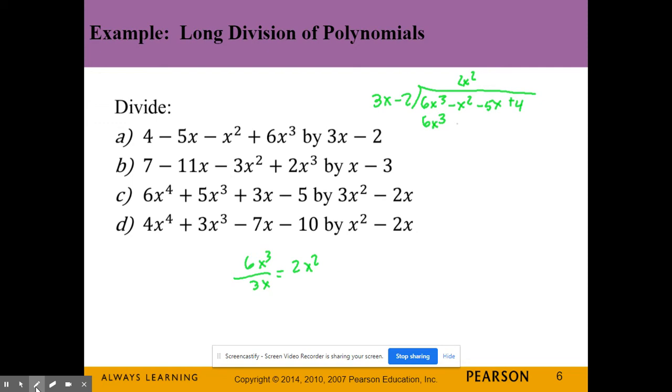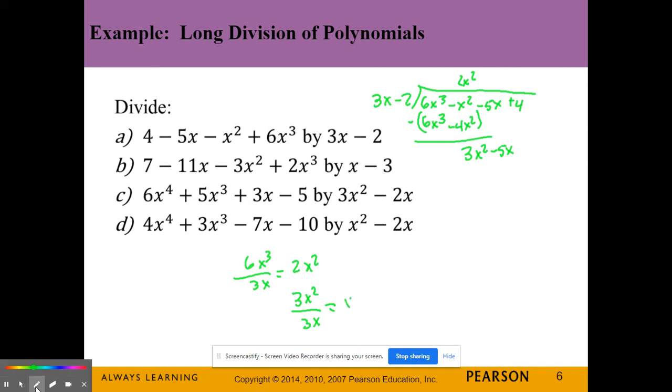Then 2x squared times negative 2 is going to be negative 4x squared. Now when you subtract, that's 0. Negative x squared plus 4x squared is going to be 3x squared. And you're going to bring down the negative 5x. 3x goes into 3x squared, and write it out if you need to write it out.